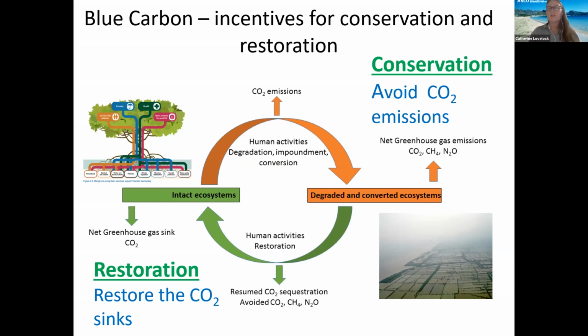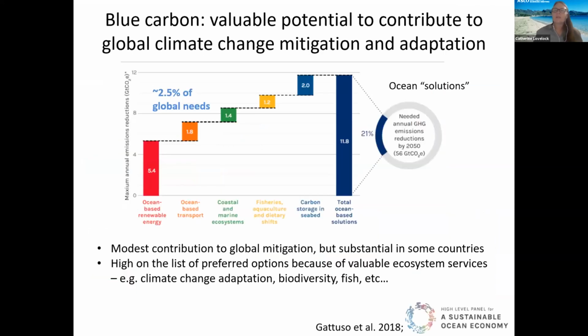Right, so it's this idea of avoiding the CO2 emissions with damage or degradation of the ecosystem and restarting it, along with avoiding other greenhouse gas emissions, that forms the basis of the blue carbon strategy for conservation and restoration. So if we look at how important this is globally, we would have to say that blue carbon provides an important opportunity, but a relatively small one globally, right?